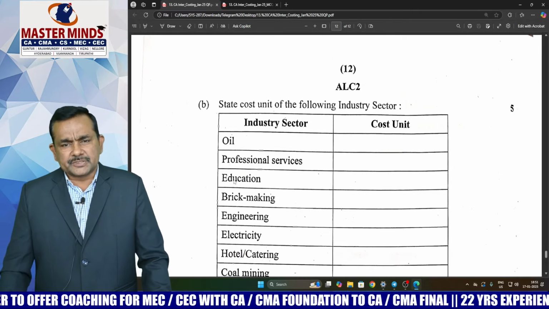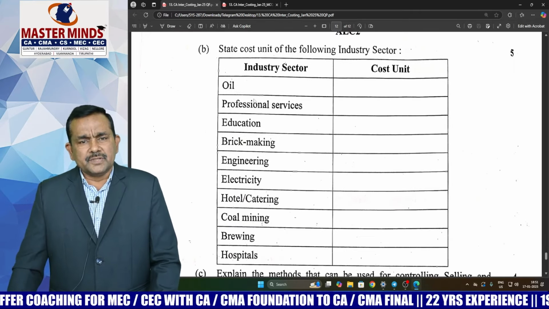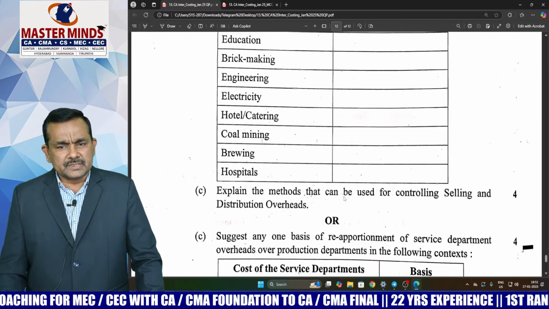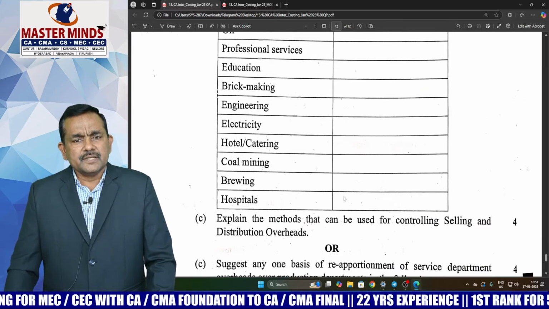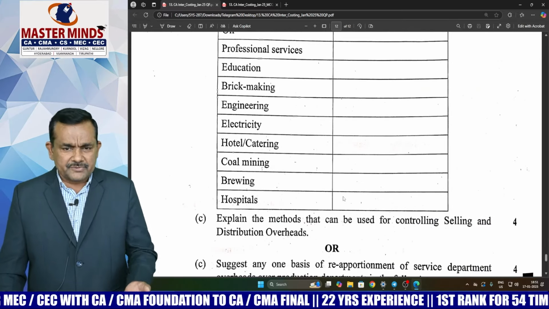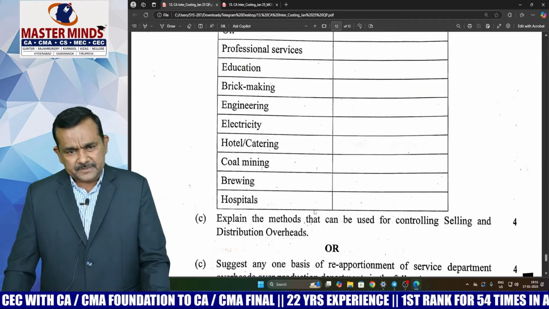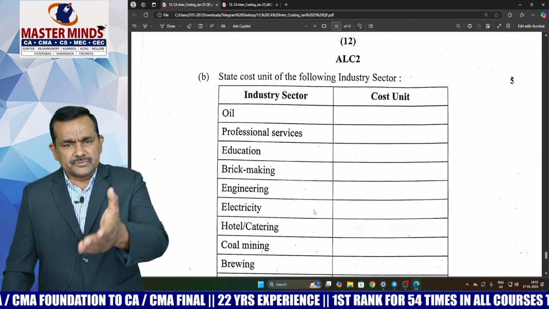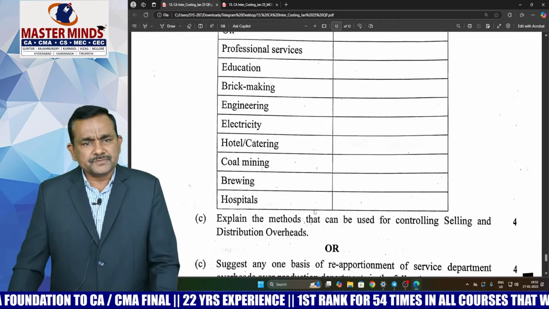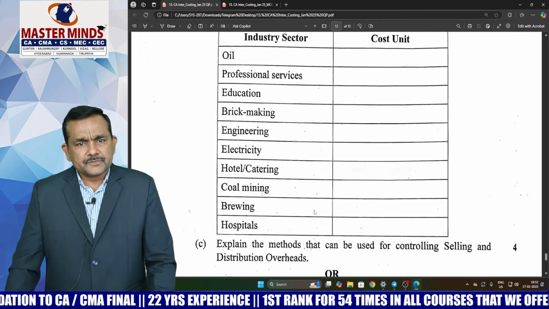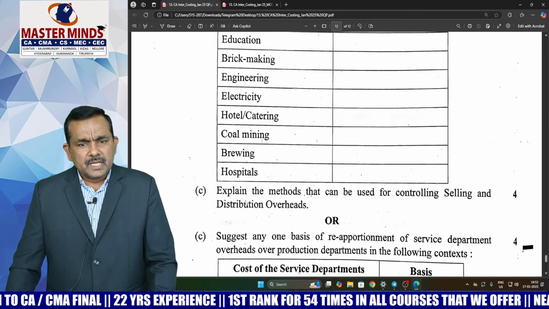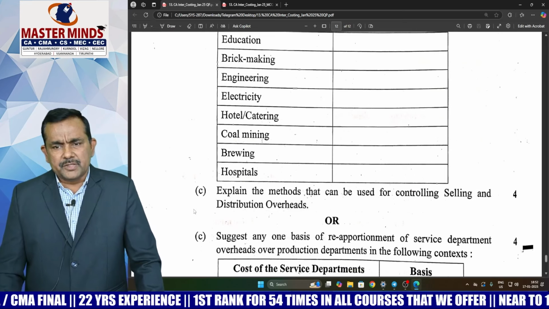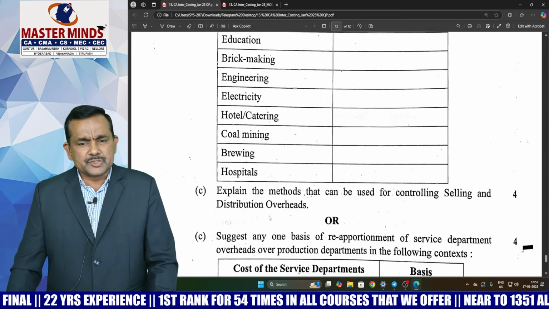6B, cost unit, sir. Industry names are provided, and the cost unit is being asked, sir. Cost unit is the unit of product or service in relation to which cost may be expressed. That is the cost unit definition. No need to write the definition, just put down the cost unit, sir. Okay. Next, explain the methods that can be used for controlling selling and distribution overheads.